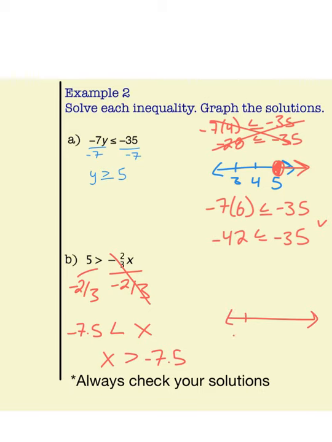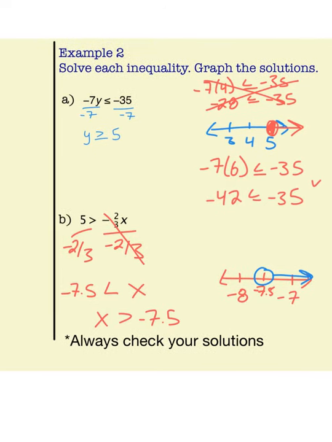Just do a number line. Here's negative 8, here's negative 7, so negative 7.5 is in the middle. And we have a circle at negative 7.5. It is not shaded in because it is not equal to. It's greater than, so it points to the greater numbers. You can plug this in to check. Negative 8 will not work, negative 7 will.